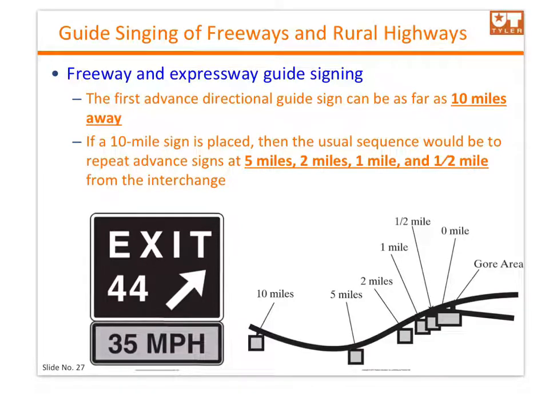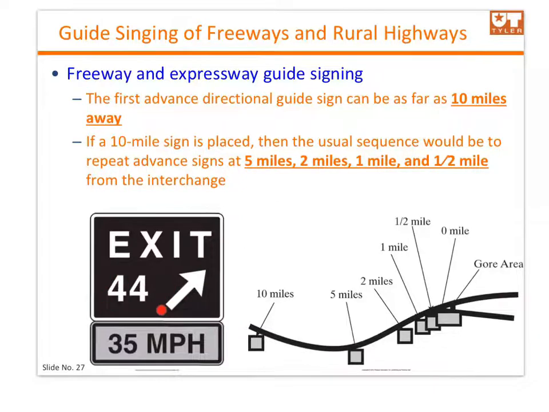How about now the location? Where do we need to put those guide signs? So the first advanced directional guide sign can be as far as 10 miles away, as you can see here. So assume again, this is the exit. Now you can go all the way back and put a sign for drivers as far as 10 miles away, saying that there's exit 44.